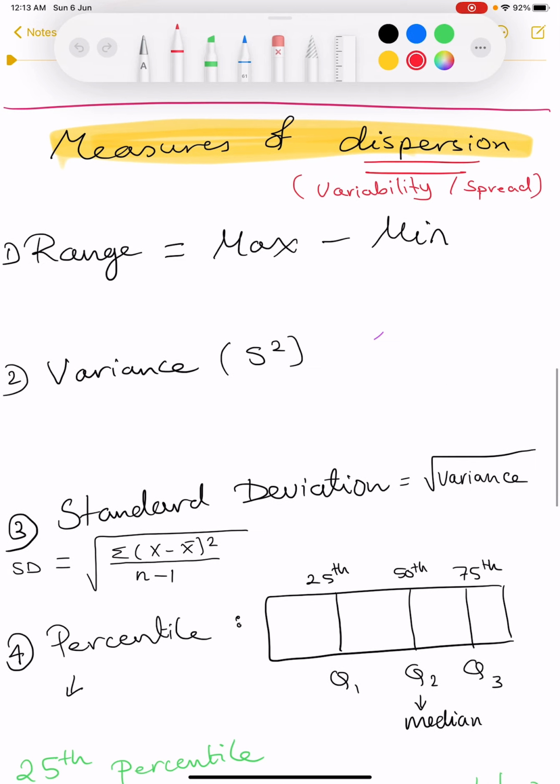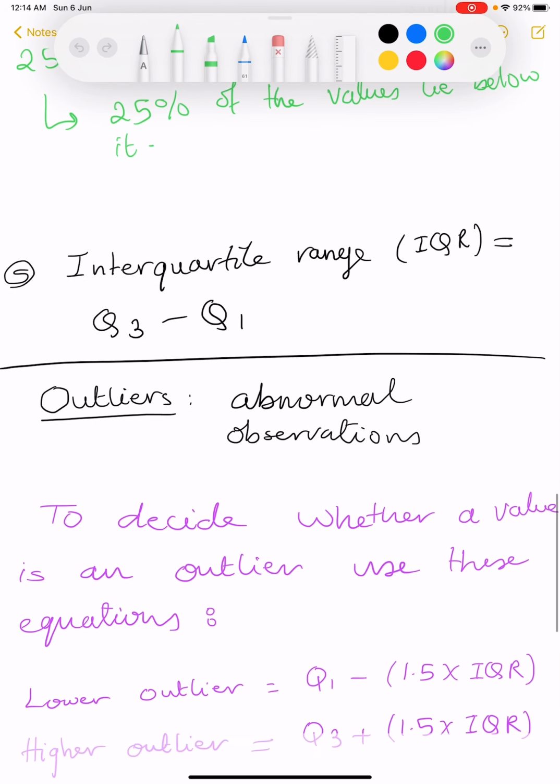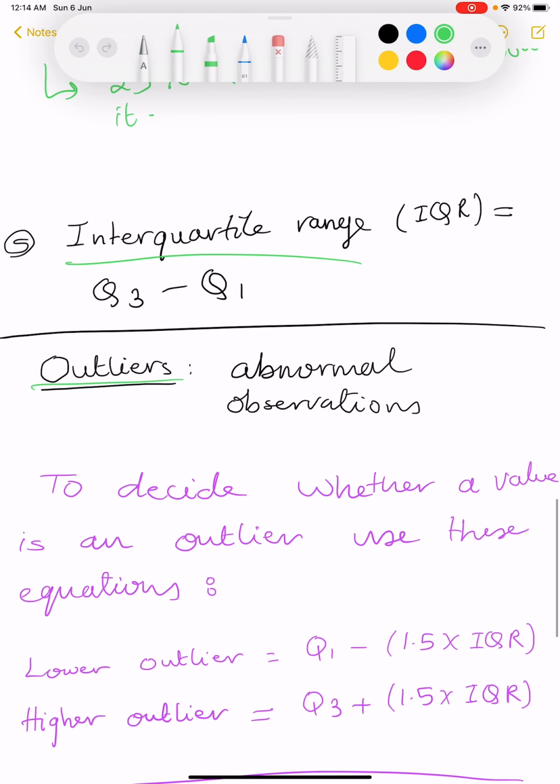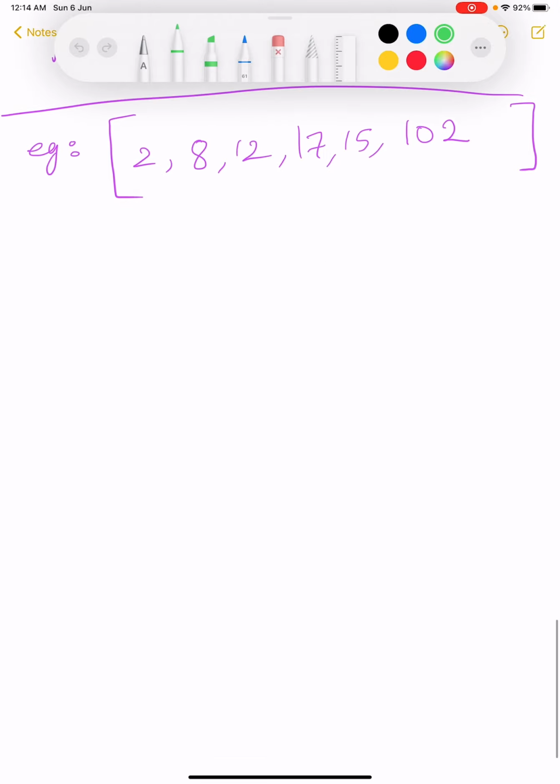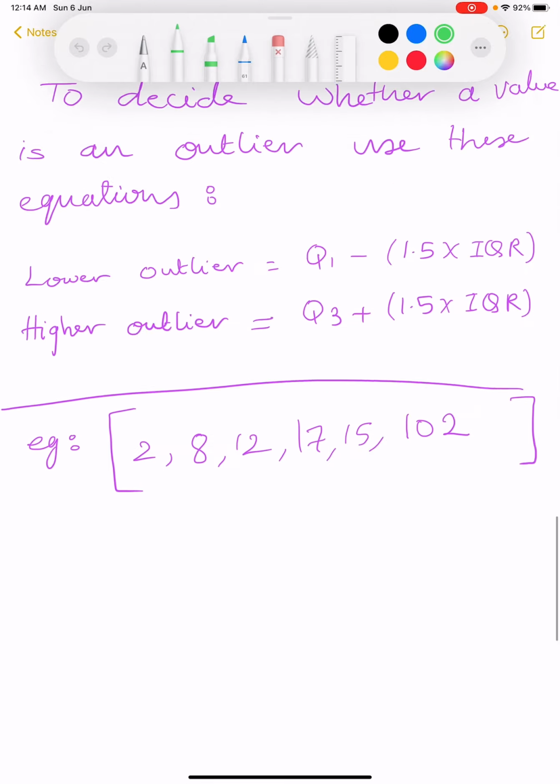Now we go to the measures of dispersion. What do we mean? It means variability or the spread. So we have the range, variance, standard deviation, percentile, interquartile range, and outliers. And we're going to see the graphs here. I'm going to leave it till the end of the video.